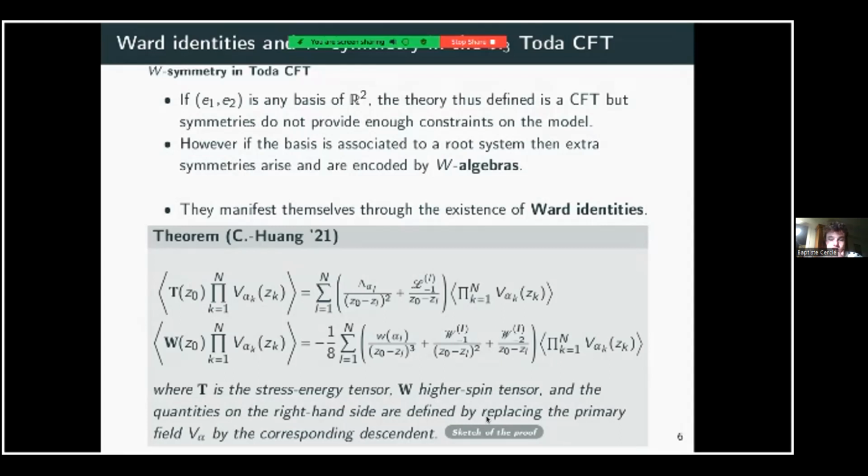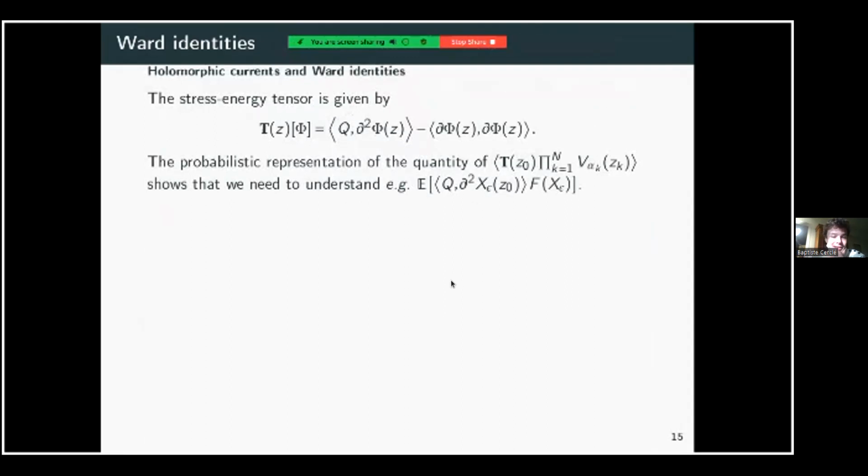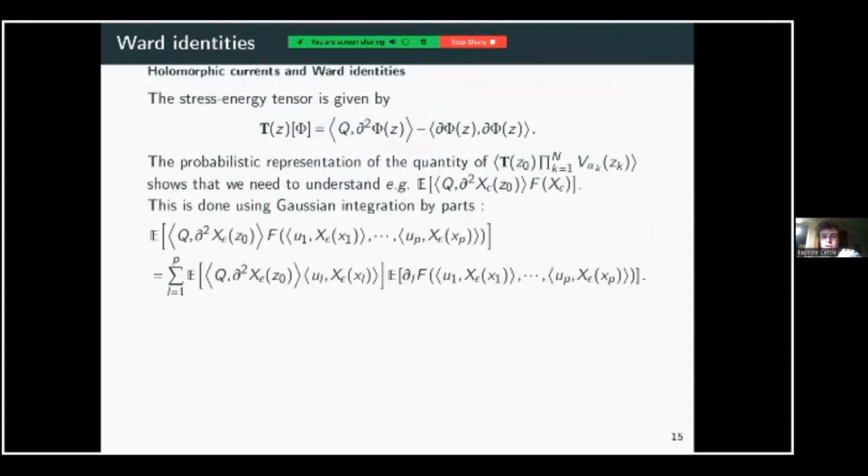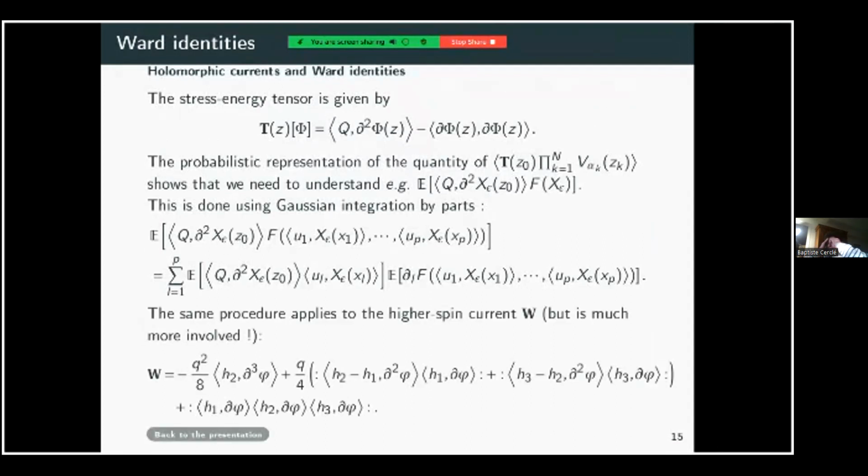Okay, how do we prove such identities? Well, the proof is simple. It's just that the stress energy tensor. What is it? The stress energy tensor is just a functional of the field, which is completely expressed in terms of the field. And so in the end, using the probabilistic framework, you just need to plug this expression into the expectation, and then you do Gaussian integration by parts. And of course, computations are really messy, but you can handle this. And the same procedure works also for W, but the computations are a lot more involved.